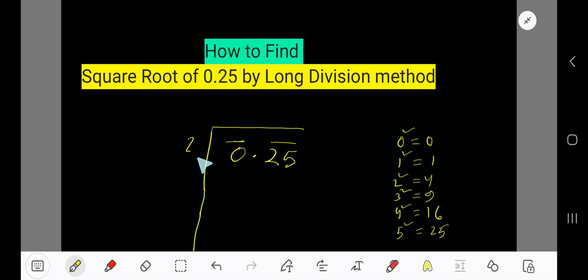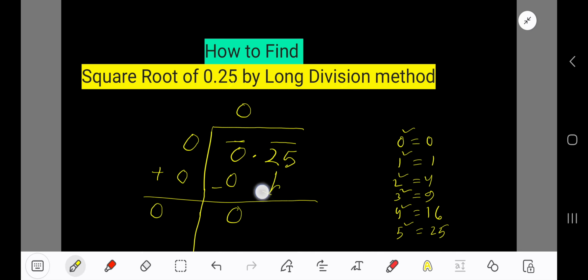You have to take here a digit whose square is equal to 0 or nearest to 0. If you take here 0, then 0 square is equal to 0. The same digit will come to the quotient side. So 0 times 0, 0. Subtract 0. Since you have placed here the digit 0, 0 will come under the divisor, and you need to add 0 plus 0, 0.